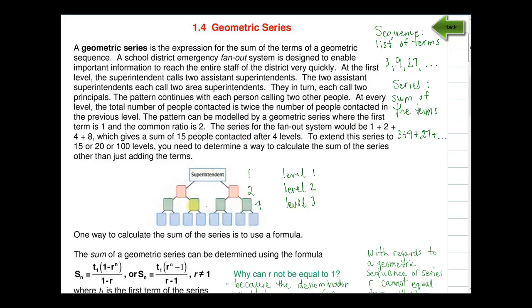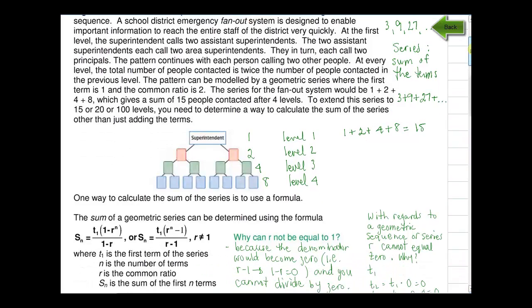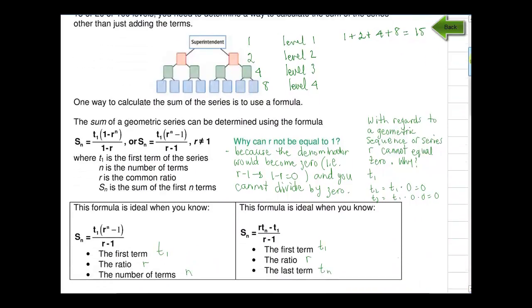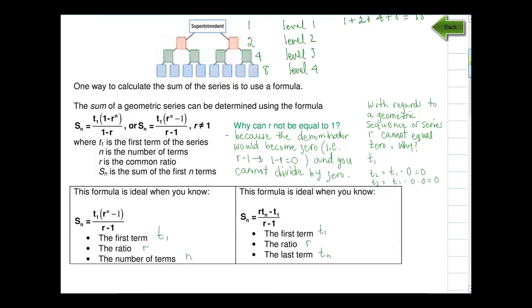Then each of the area superintendents calls 2 principals, and you can see at this last level, level 4, we have 8 people who are contacted. So the series is 1 plus 2 plus 4 plus 8, which gives us a total of 15 people contacted at the 4th level. It does get to be quite a bit of work if we have to work out more than 5 or 6 levels, let's say.